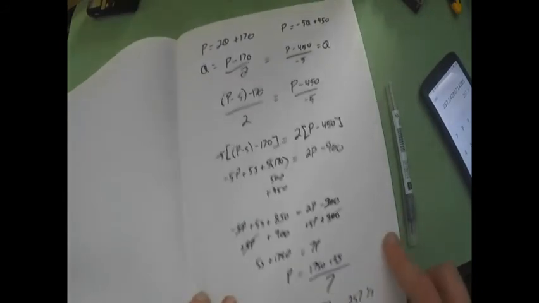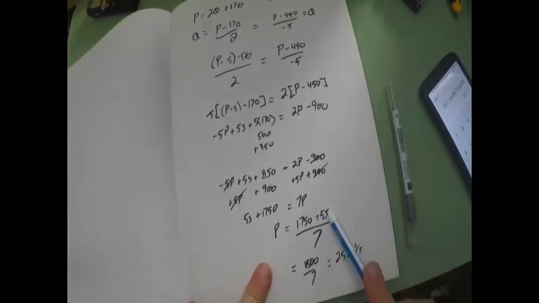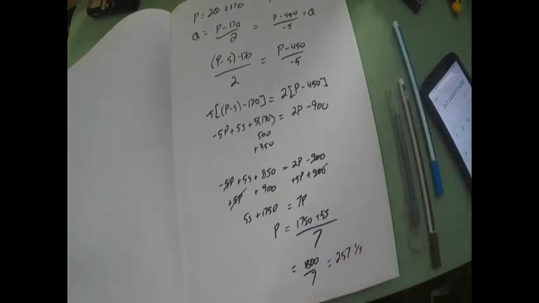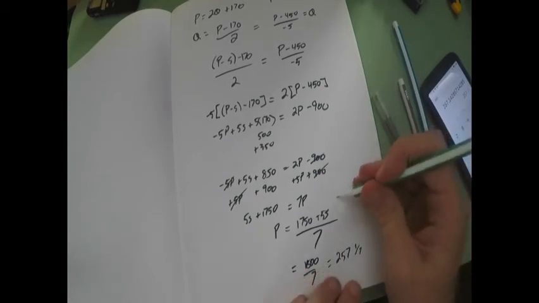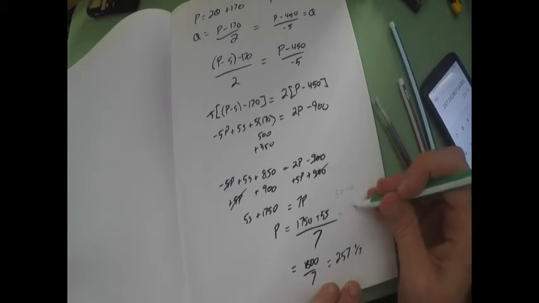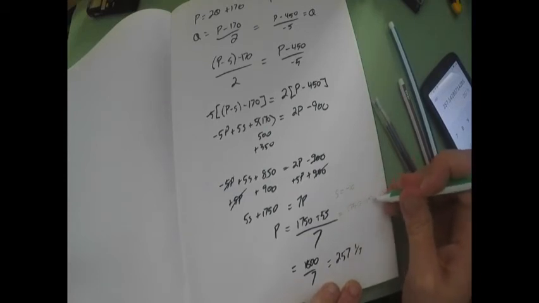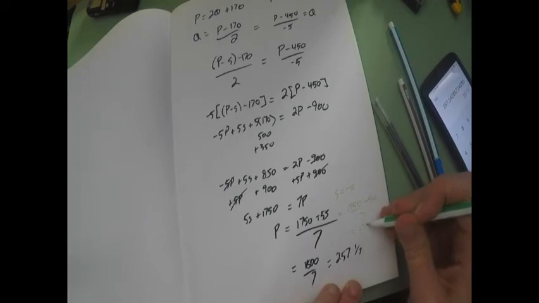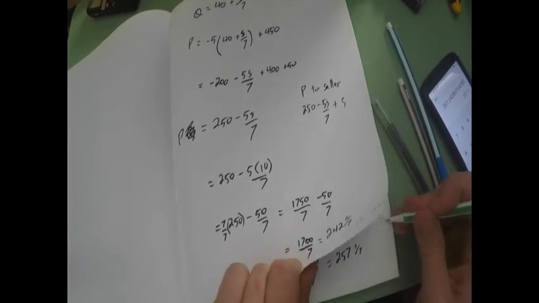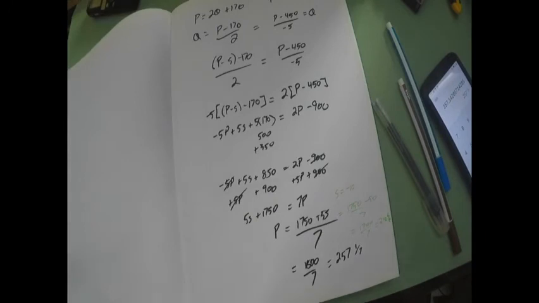Now let's see what happens if we plug in a negative value for S instead of what we had here. So in that case, let's go ahead and do this in green. Let's say S equals -10. Then this is going to be 1750 minus 50 over 7, which gives us 1700 over 7, which gives us 242 and 6/7, which is what we're actually looking for.